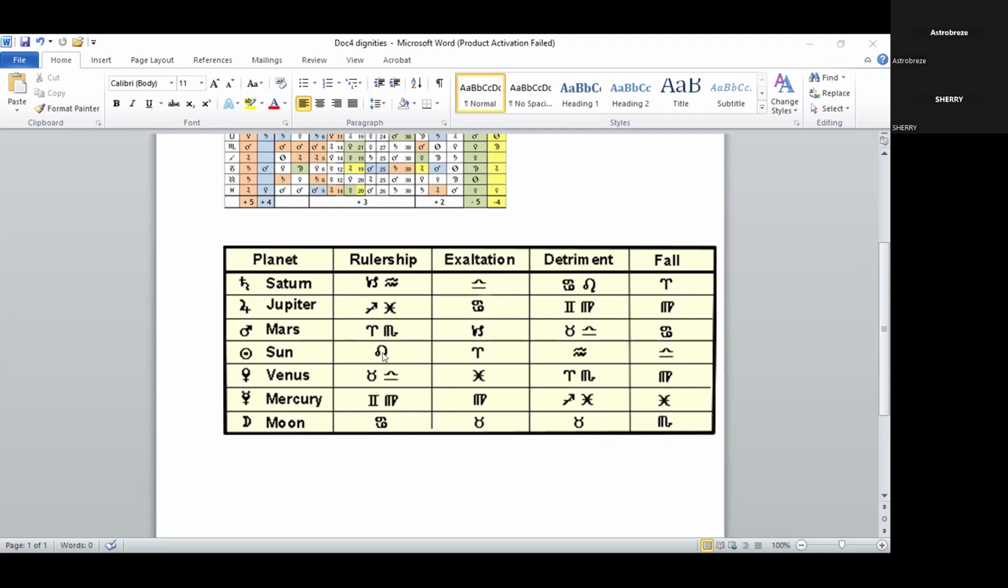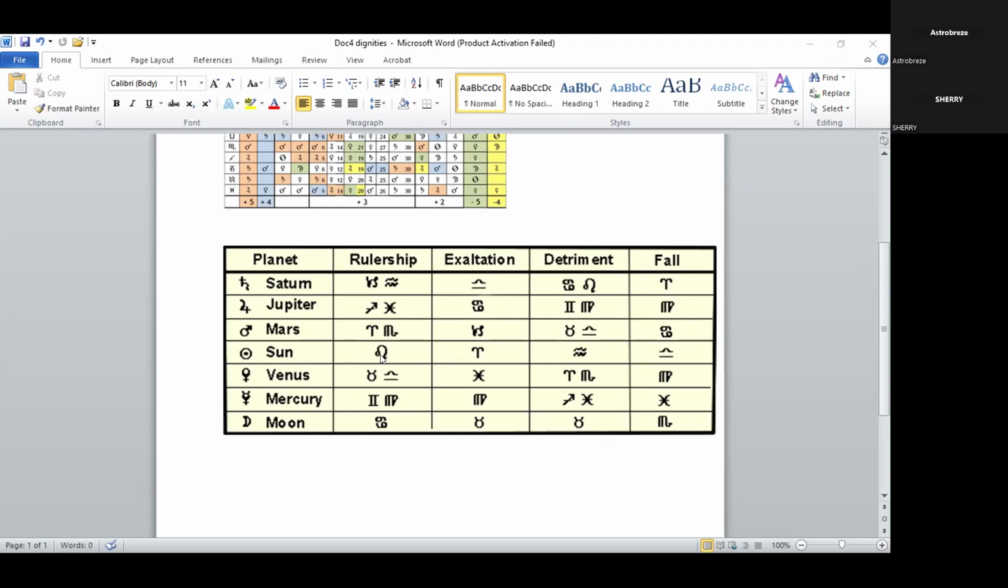So its home is Leo. It likes to be there. Sun likes to be in Leo. It's comfortable there. And if it's not in Leo, the next best place that it likes to be is in Aries, and that's what exaltation is. If you're not in your home sign, this is your home away from home. You're the honored guest.